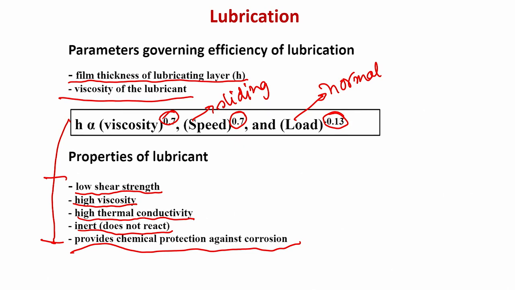Why should it have a high thermal conductivity? If it has high thermal conductivity, then it can dissipate heat from the contacting surfaces. And high viscosity means, if you look at this particular equation, the higher the viscosity, the higher the H. A higher H means more film thickness. More film thickness means the two surfaces can be physically separated, or made physically apart from each other, and so that will reduce the friction and wear as well.